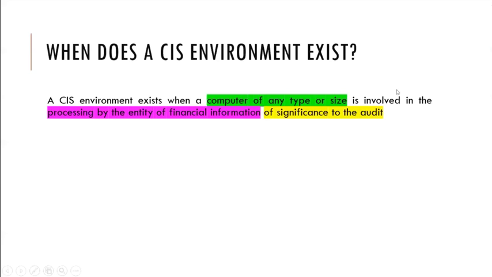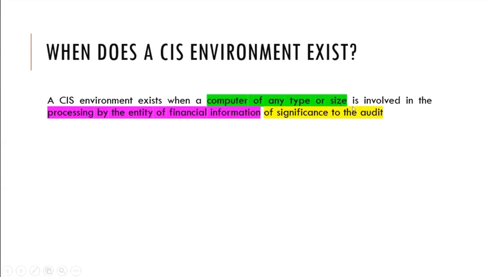So again, when can we say a CIS environment exists? As what I have mentioned a while ago, a CIS environment exists when a computer of any type or size is involved in the processing by the entity of financial information that is of significance to the audit. So I highlighted this: computer of any type or size.